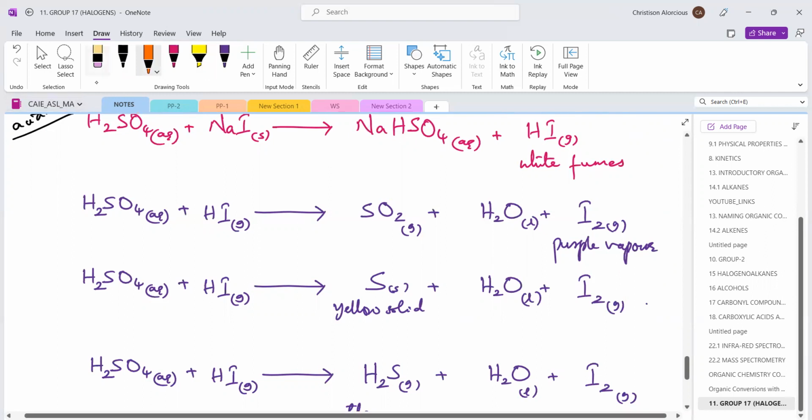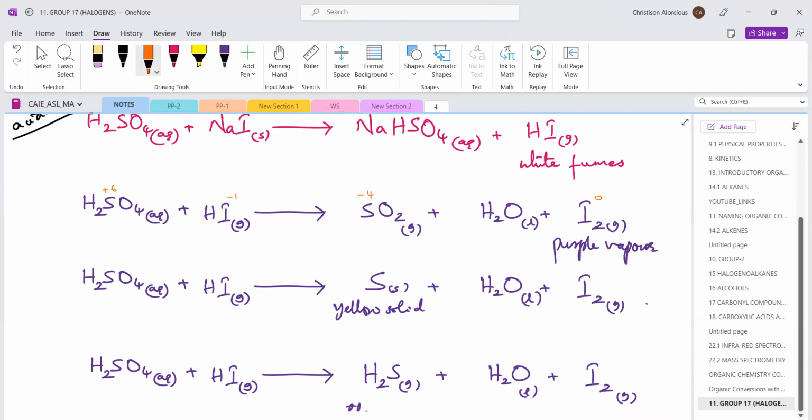This is similar to the one that we saw with bromine. So this is +6, this is +4, -1, 0. So this is a redox reaction, and the iodine gas is the purple vapor that you see. But rather than forming sulfur dioxide, it can also form sulfur in which the oxidation state is 0, elemental solid sulfur, which is seen as a yellow solid at the bottom of the test tube. The iodine is 0.